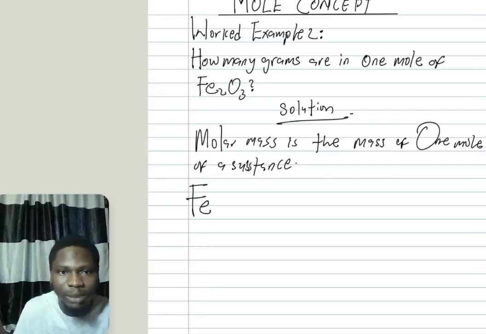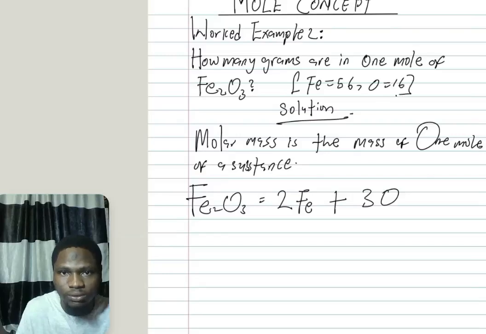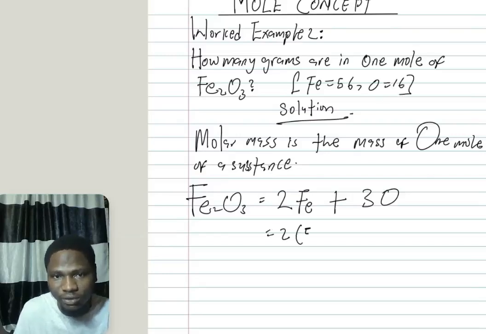So let's get the molar mass of Fe2O3. From this formula, you can say I have 2 atoms of iron. Also, I have 3 atoms of oxygen. And surely you'll be given that Fe is 56, O is 16. So I have 2 times 56 plus 3 times 16.